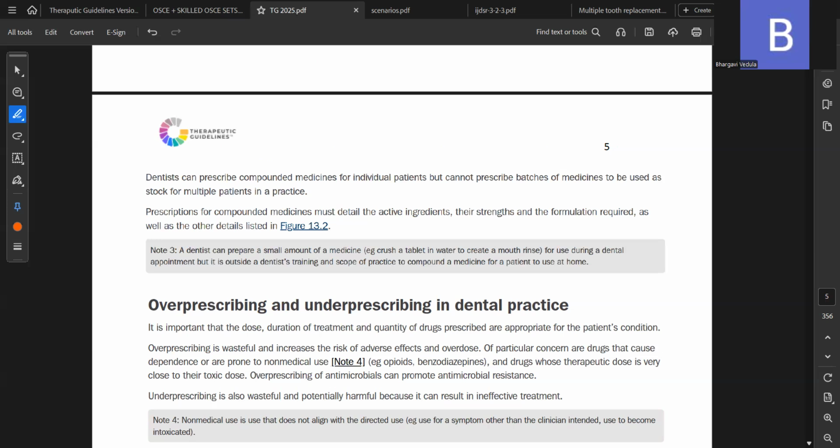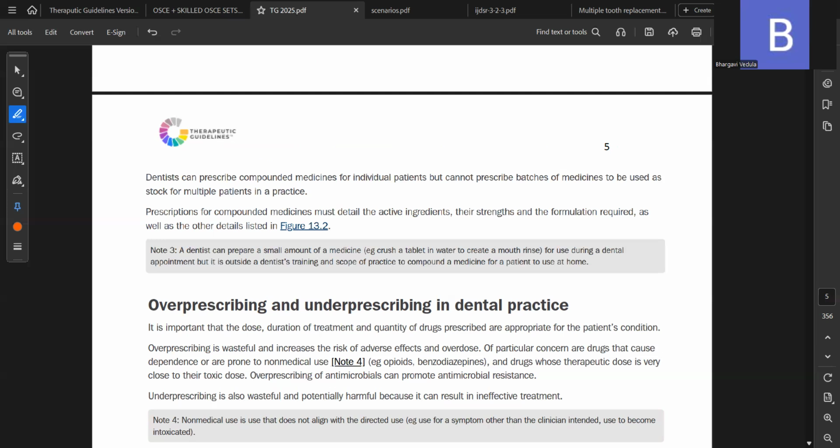Ultimately, the drugs are chemicals. When we give certain amount of chemicals into the body, they obviously will have the side effects and overdose effects. Of particular concern are the drugs that cause dependence or are prone to non-medical use, like opioids and benzodiazepines. If we give those kind of medicines, patients will end up getting addicted to those drugs. They become dependent on those drugs. And drugs whose therapeutic dose is very close to toxic dose.